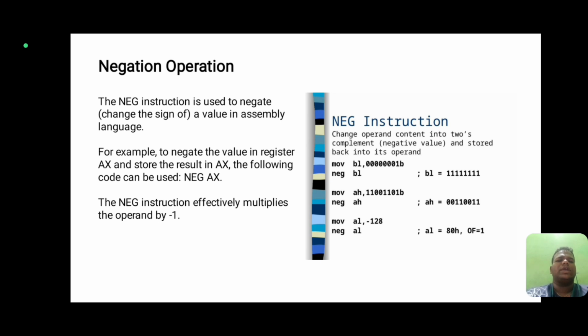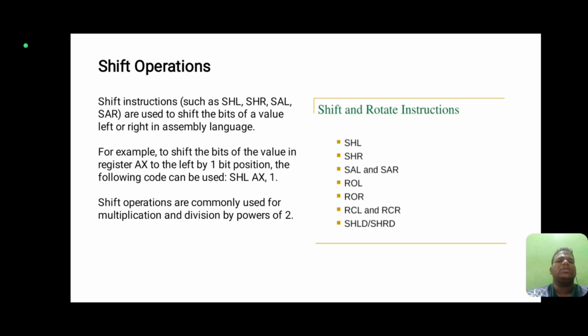Negation operation. The NEG instruction is used to change the sign of a value in assembly language. For example, to negate the value in register AX. The NEG instruction effectively multiplies the operand by -1. Shift operation. Shift instructions are used to shift the bits of a value left or right in assembly language. Shift operations are commonly used for multiplication and division by powers of 2.